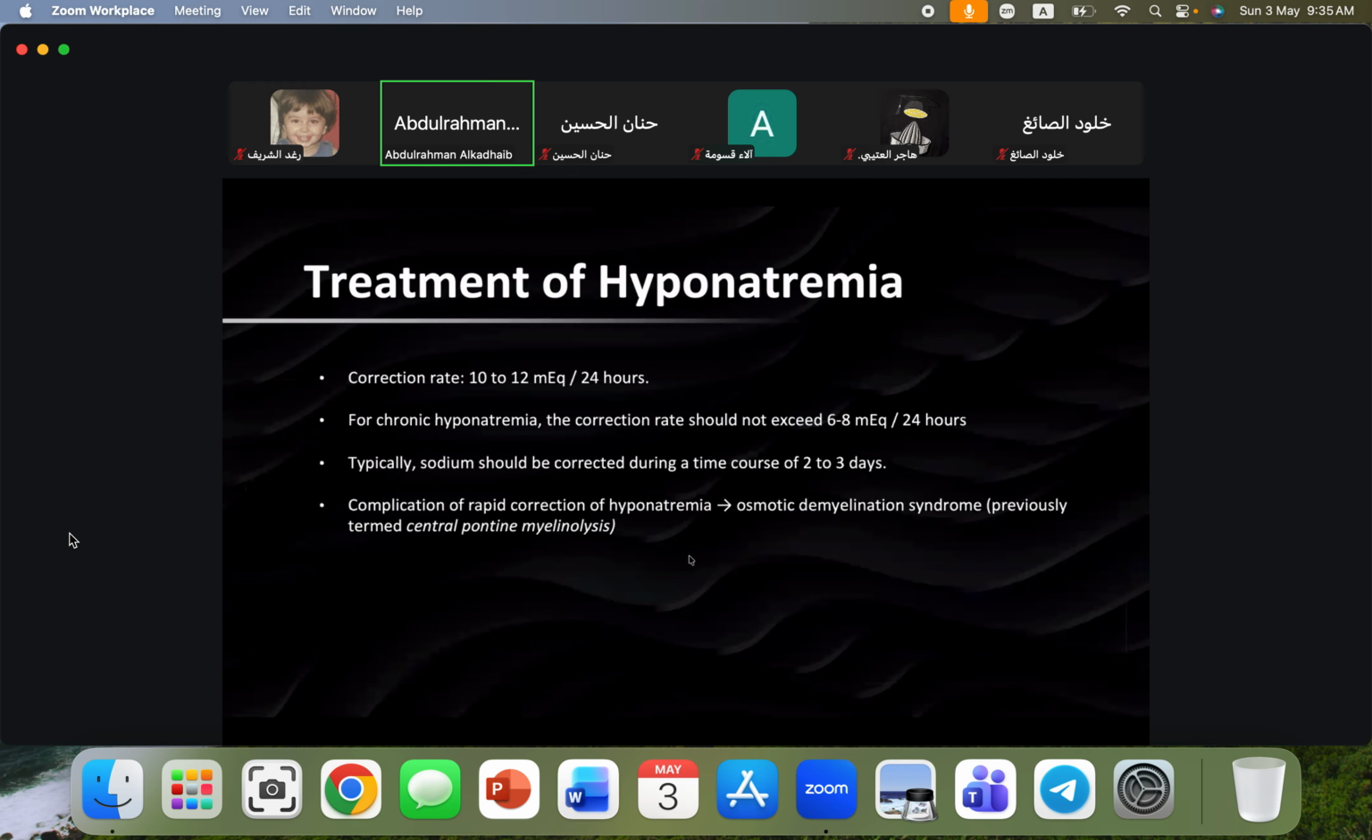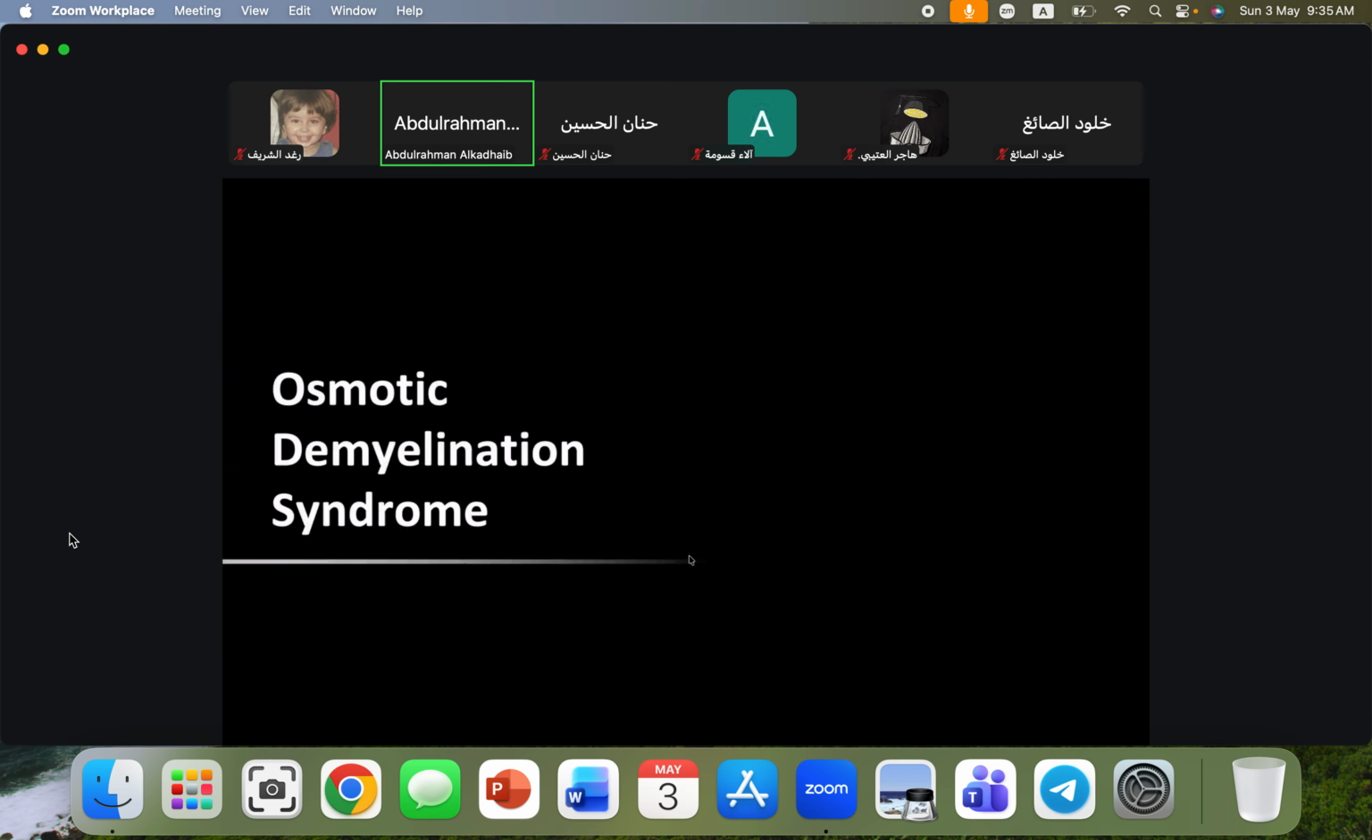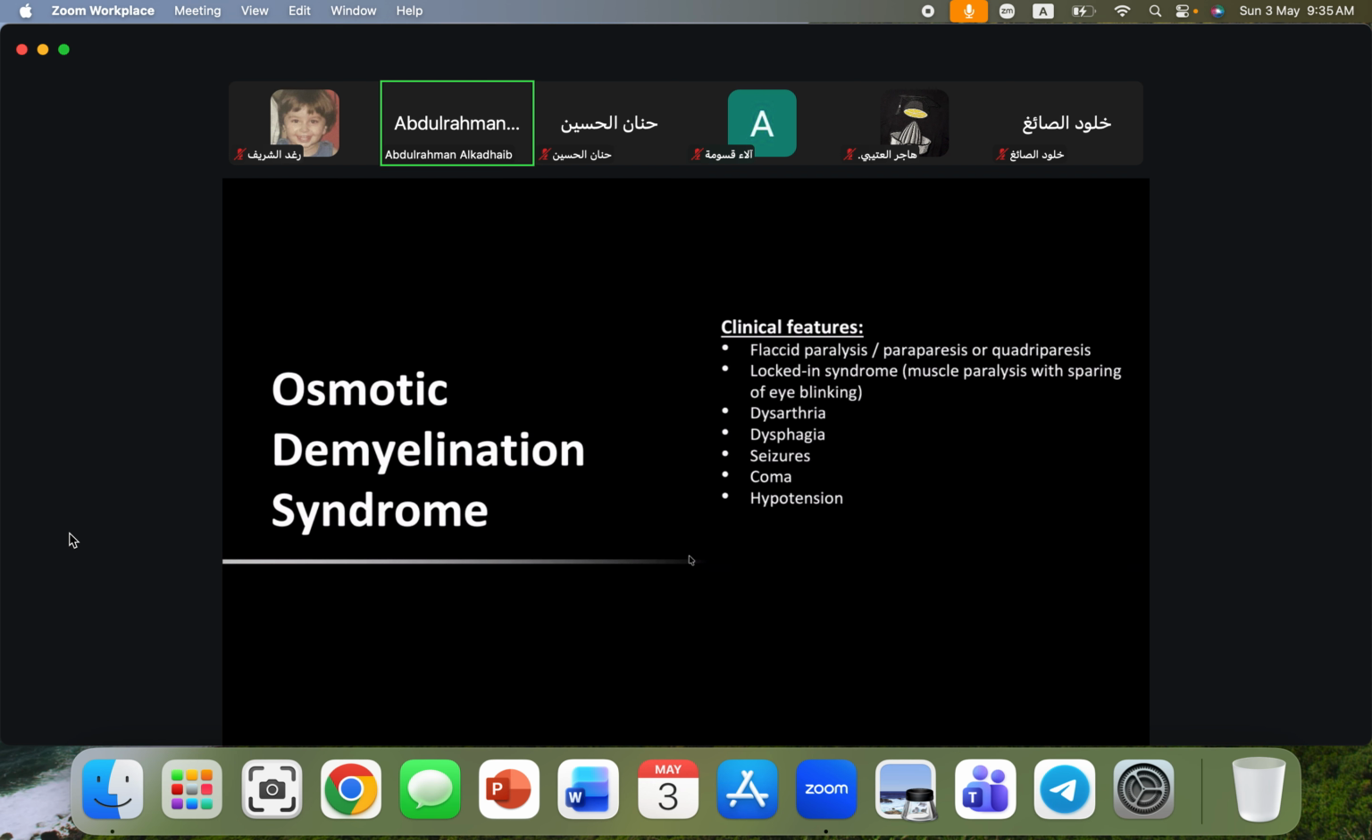Basically, it is caused by the large amount of sodium entering the brain, which will cause destruction of the myelin sheath and the neurons in the brain, which will cause severe neurological symptoms. So the neurological symptoms of this syndrome, think about it as if it was stroke symptoms. The patient may present with paralysis, dysarthria, or difficulty in speech, and dysphagia, and in very severe cases, seizure, coma, and as you said, possible arrest and hypotension.